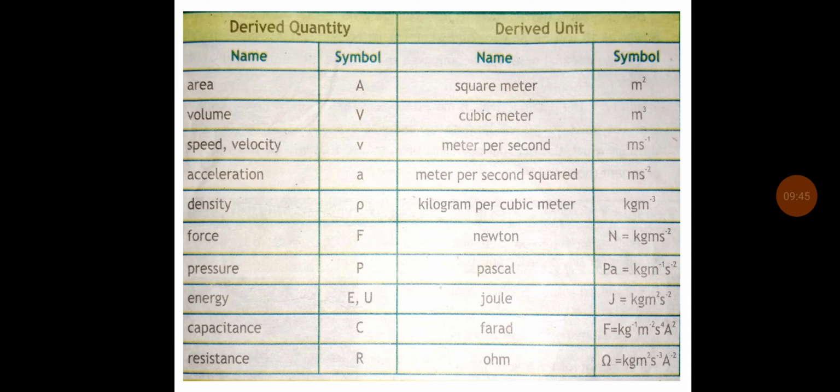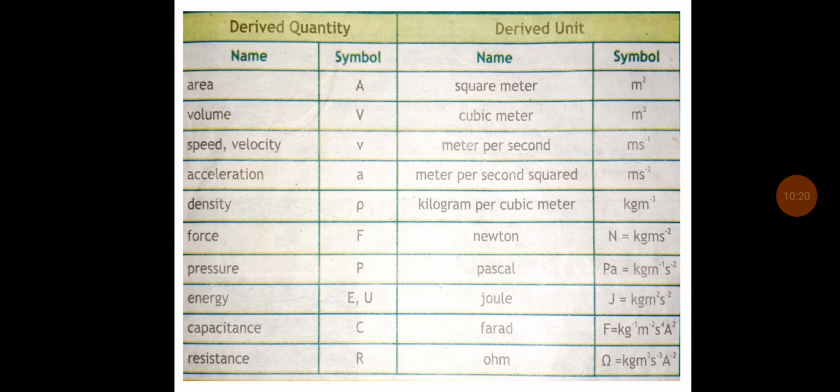Next is capacitance, represented by capital C. Unit is farad, represented by capital F, and has its own value. Last is resistance, represented by capital R. Unit is ohm and has its own value. These last two, capacitance and resistance, you will study in the class 10 book. And the Newton, Pascal, Joule you will study in different chapters step by step.